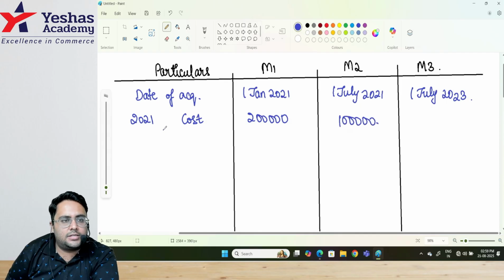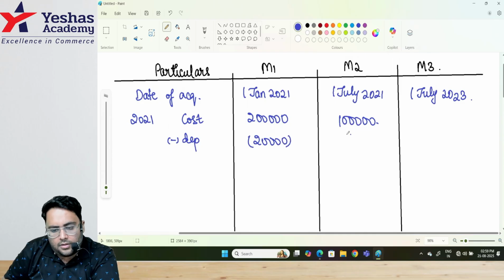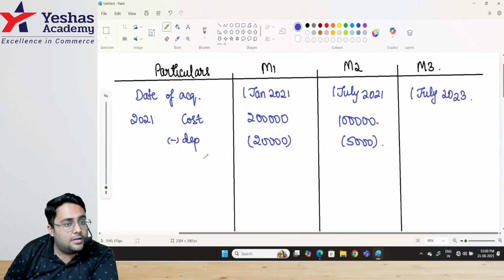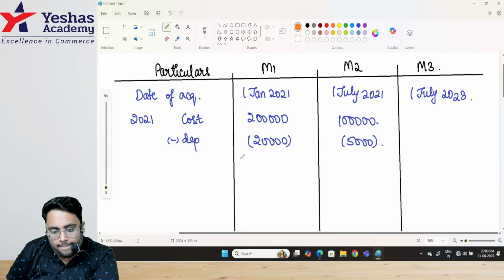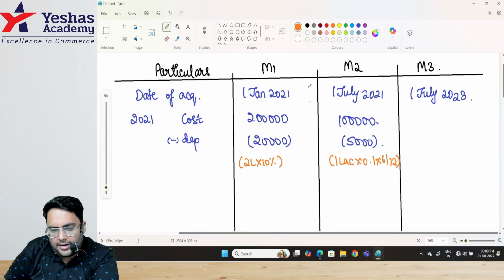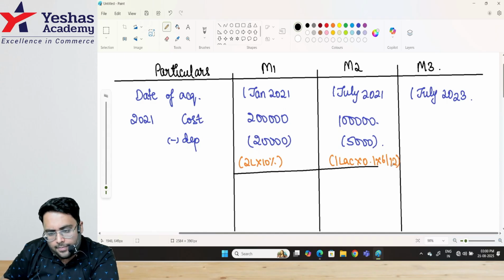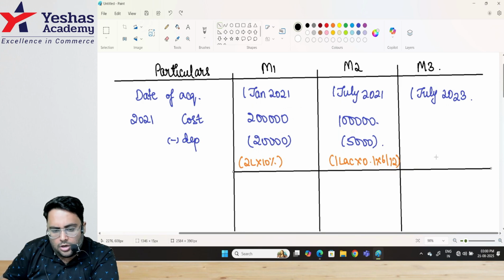In 2021, is there any other transaction? No, sir. Less depreciation, 20,000. Here, M2, not 10, 5. Why 5? 6 months. 2 lakh into 10%, 1 lakh into 10% into 6 by 12. Now check and tell me what is your WDV.